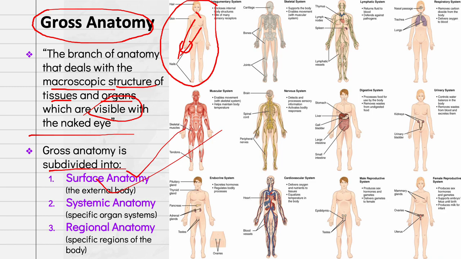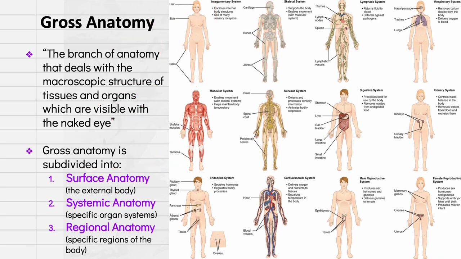And then when we jump into the specific organ systems, they are studied under systemic anatomy. Yes, we have the integumentary system, the skin system, the skeletal system, the lymphatic system, the respiratory system, then we have the muscular system, and the nervous system consisting of the central nervous system and peripheral nervous system.